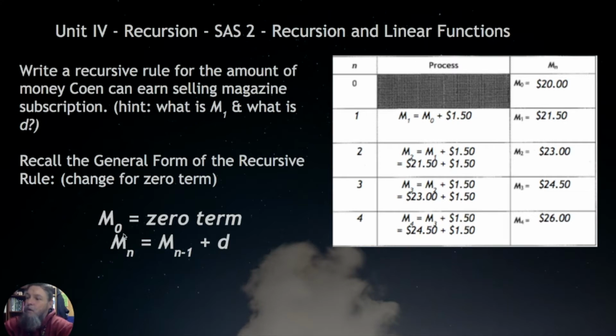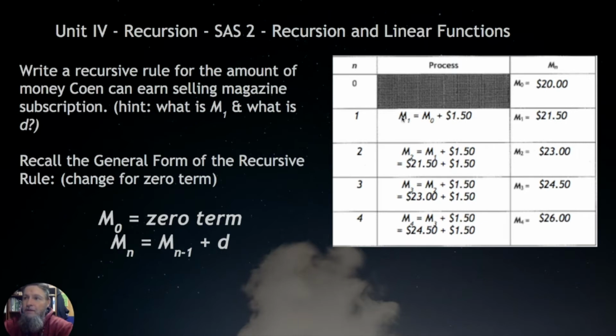If this was the one term, this would be a little different. It would be m subscript n equals m subscript n minus 1 plus d times the quantity n minus 1, because we've got to start at 0. The zero term in this case is given, so we can just plug it in. So in this case, the first term, m subscript 1 equals m subscript 0 plus $1.50. See, we've got that form in there.